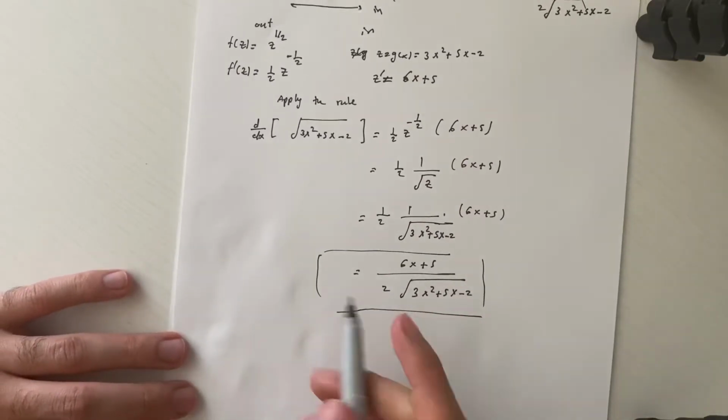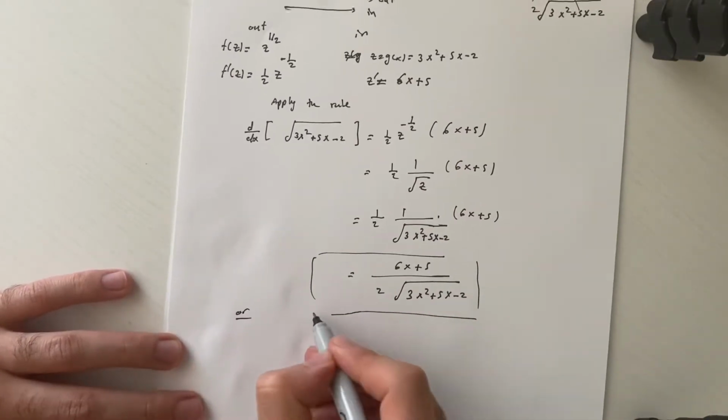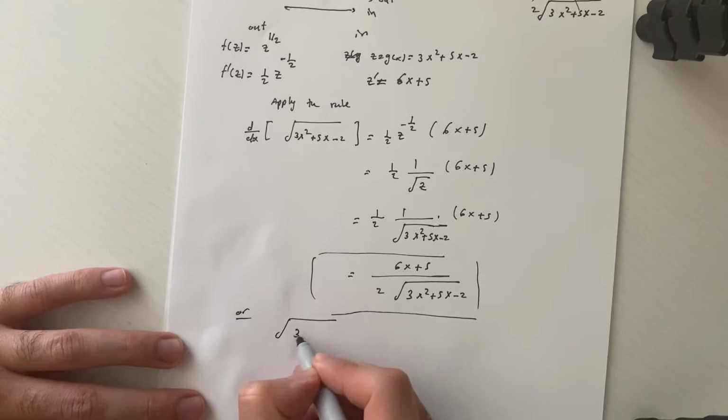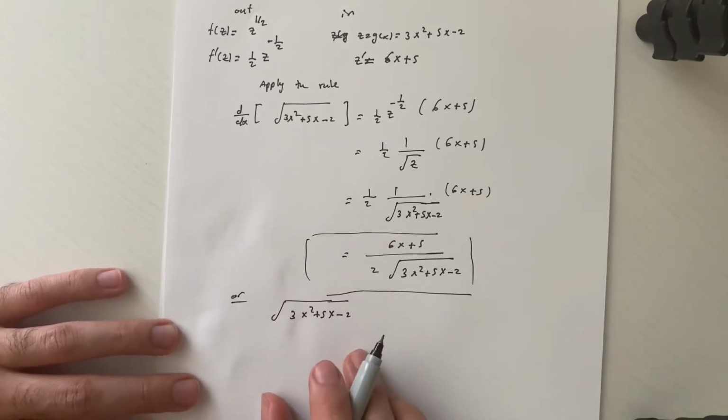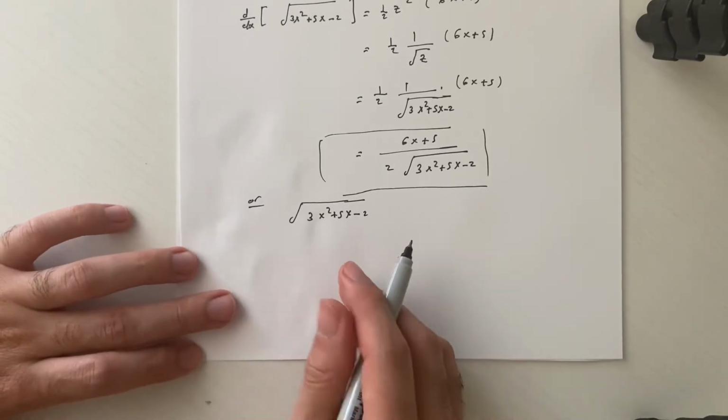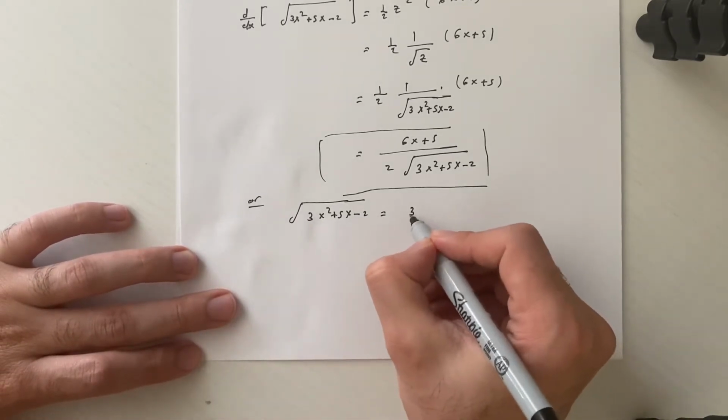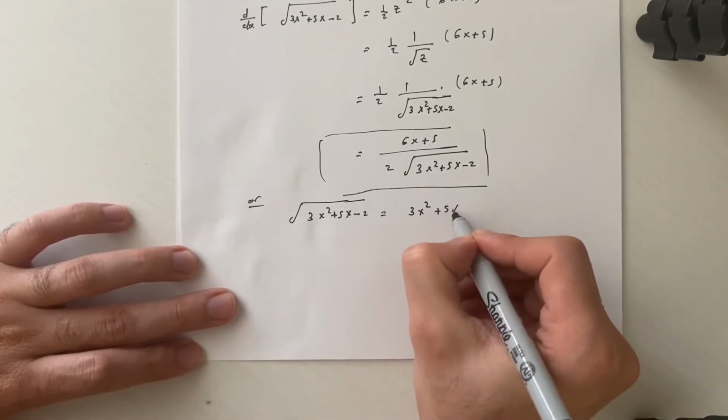So the short way again is just to take the derivative of the outside function and then multiply it by the derivative of the inside function.